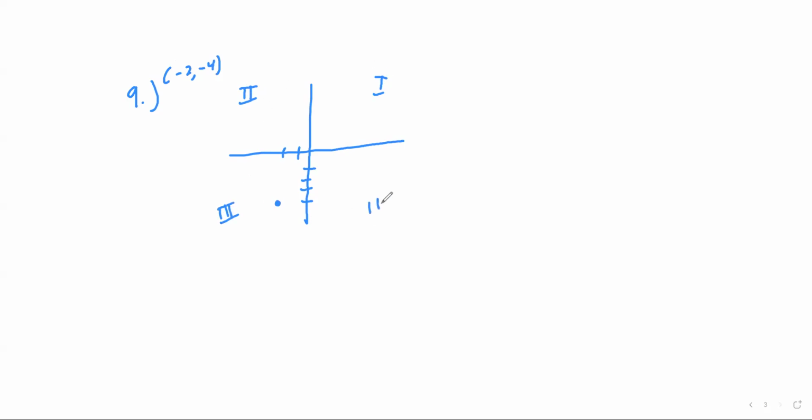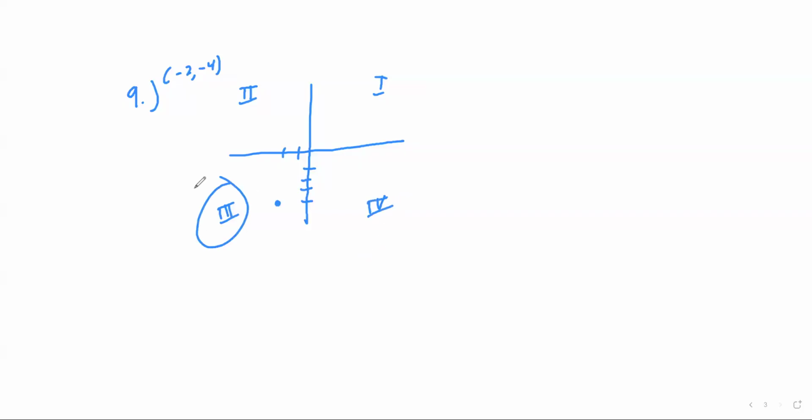All right, so let's move on to something a little bit more complicated. So let's look at number 9. It says identify the quadrant in which each point lies, if possible. If a point lies on an axis, specify which part, positive or negative, and which axis, the x or the y. So here we go. So number 9, you're given -2, -4. So that means I go left 2, down 4. So there's my point.